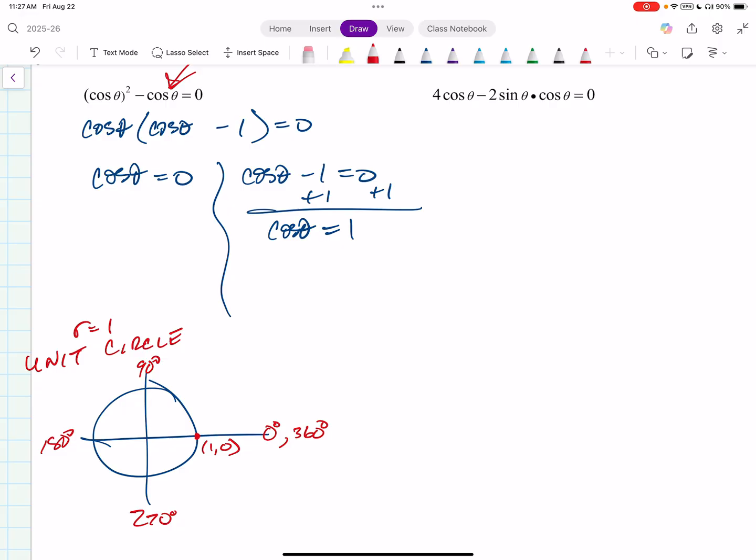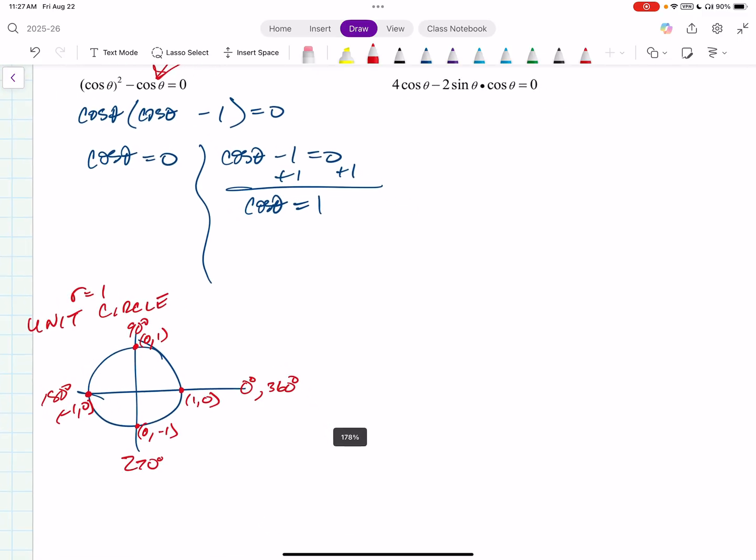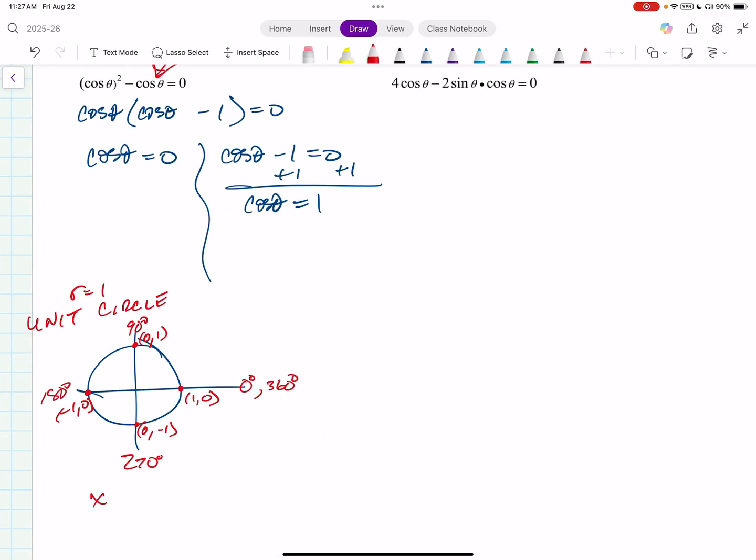All right, and then up top here, guess what? That's 0, comma 1. And then here, it's negative 1, comma 0. And then here, 0, comma negative 1. And on the unit circle, what you have to know and understand is that the x-coordinate is equal to the cosine of the angle, and the y-coordinate is equal to the sine of the angle. Okay, so this knowledge of how to use the circle and how to read it is important.